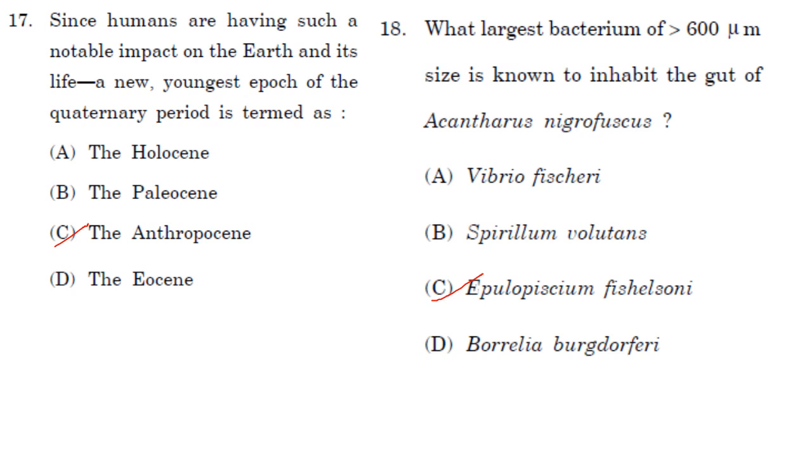Since humans are having such a notable impact on the earth and its life, a new youngest epoch of the Quaternary period is termed as the Anthropocene. Answer is option C. What largest bacterium greater than 600 micrometer size is known to inhabit the gut of Acanthurus nigrofuscus? It is Epulopiscium fishelsoni. Answer is option.